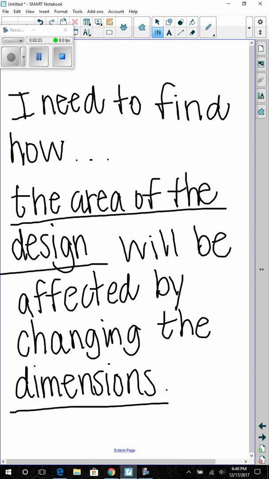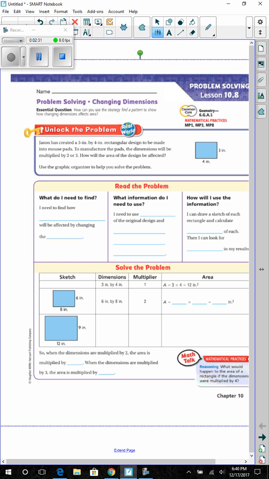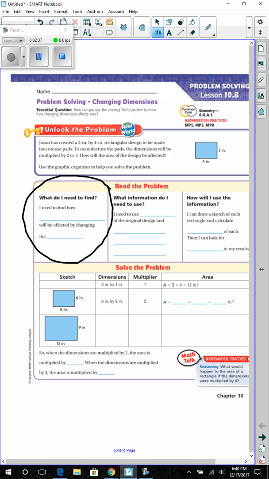The portion that I've underlined is the portion that you will fill in your graphic organizer on page 577. Page that looks just like this. So what I have written down on that second page, you will write in here. I need to find how the area of the design will be affected by changing the dimensions.